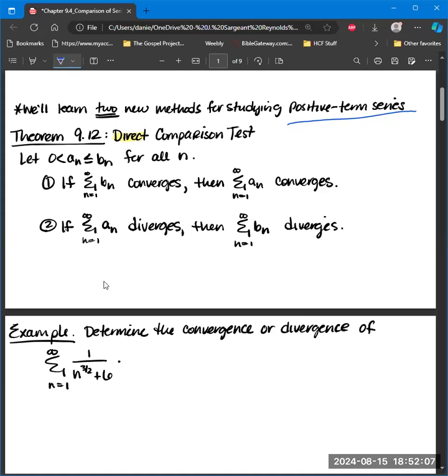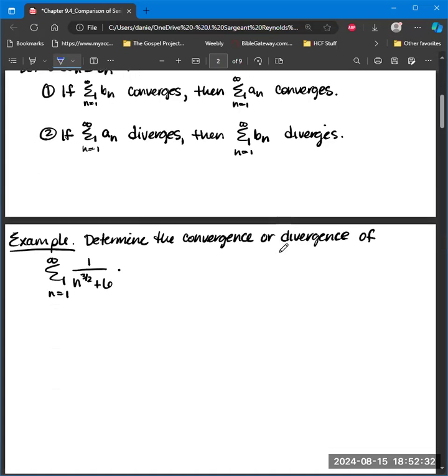So if the smaller one, the summation from n equals 1 to infinity of an, diverges, it's going to shoot off to positive infinity because it's a positive series. So if it's going to go up to positive infinity and it bounds bn below, then bn is also going to have to diverge to positive infinity.